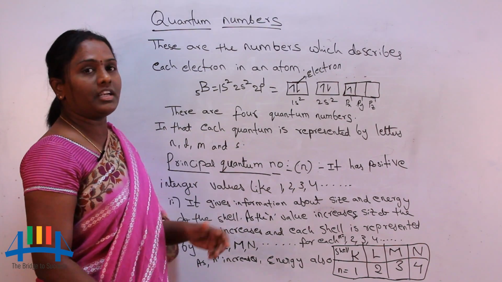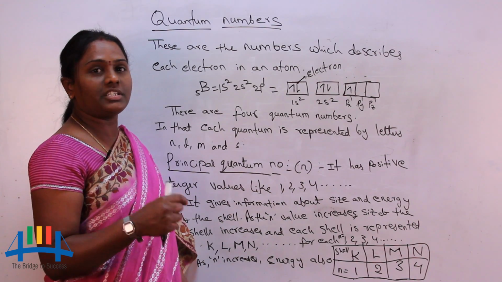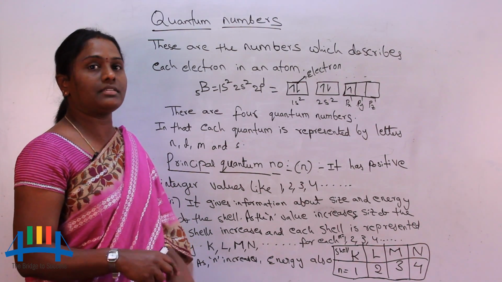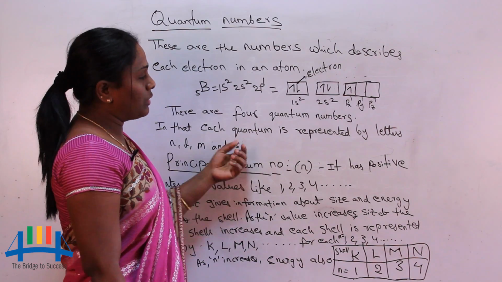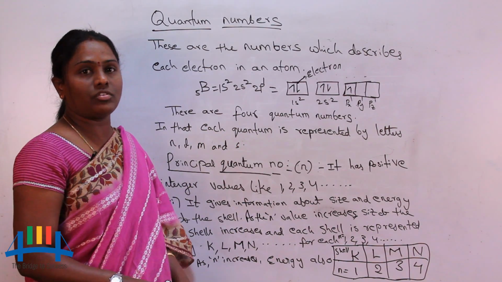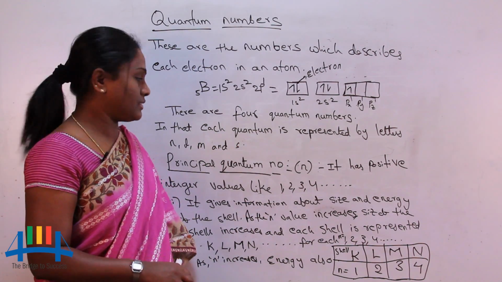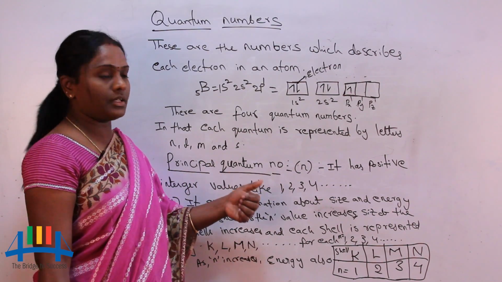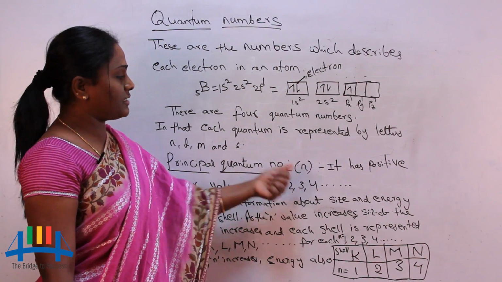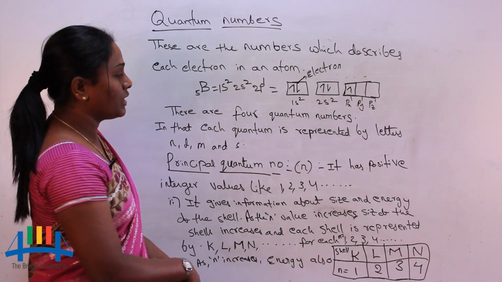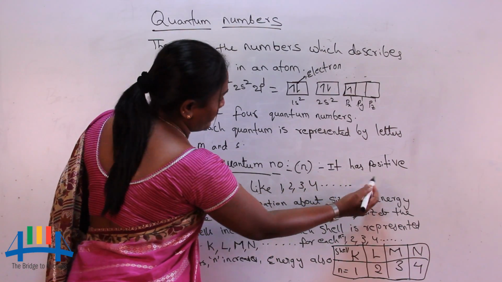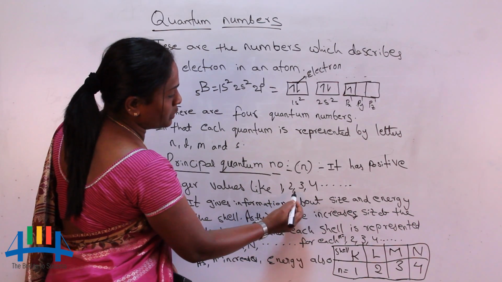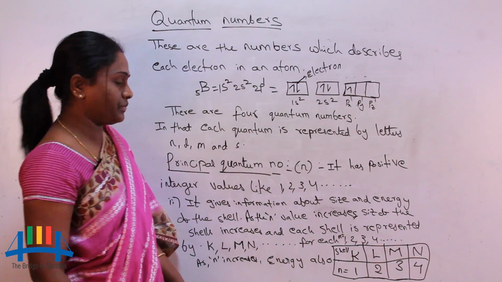The quantum numbers mainly give information about the probability of finding electrons in the space around the nucleus, and also the energies of electrons in the subshells and shells. The first quantum number is the principal quantum number, represented by the letter n. It carries positive integer values, like 1, 2, 3, 4 and so on.